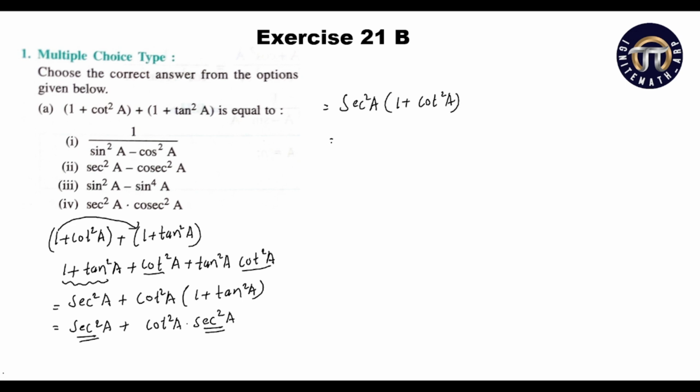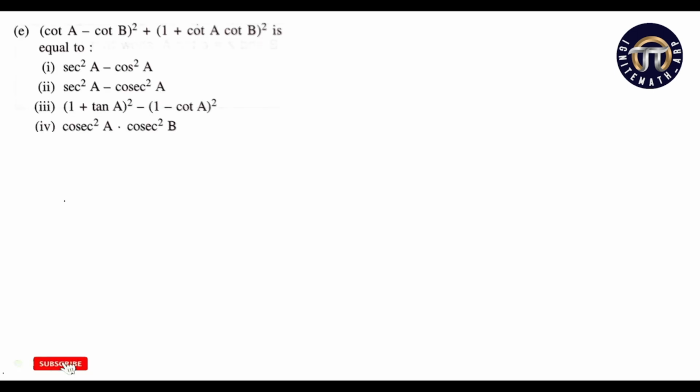So now I can write this as secant square A into 1 plus cot square A, which is nothing but cosecant square A. So what is the right answer? Secant square A into cosecant square A. That is the fourth answer. The fourth option is the right answer. Now let us move to the next question, that is again a multiple choice question.